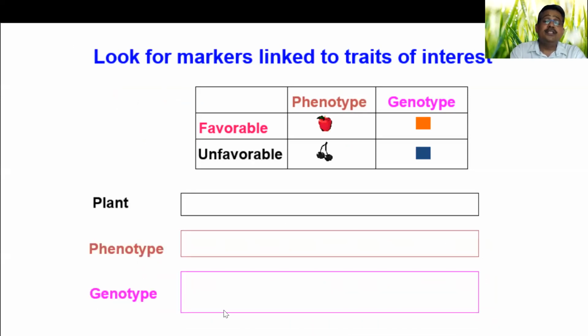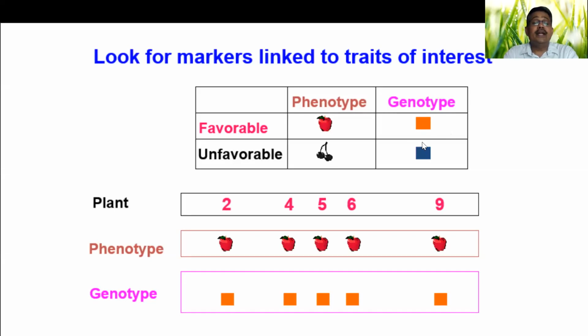In this case, you have plants with favorable and unfavorable phenotypes, and you also have the genotype data, the presence of a particular marker. When you score the plants, for example plants 2, 4, 5, 6, 9, you have the favorable phenotype, and also the particular allele or marker. For example, this green color and that red color are given. Plants 2, 4, 5, 6, 9 always show the favorable phenotype, and in the same way the particular allele or marker is always present in 2, 4, 5, 6, 9.